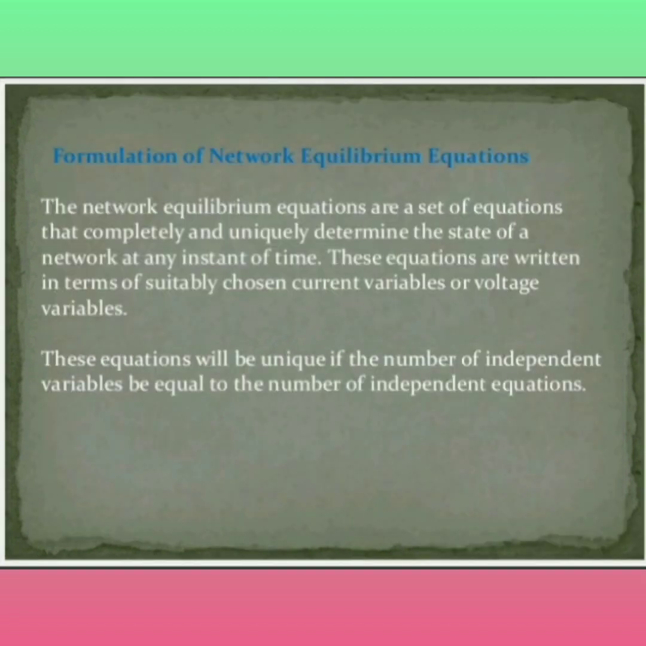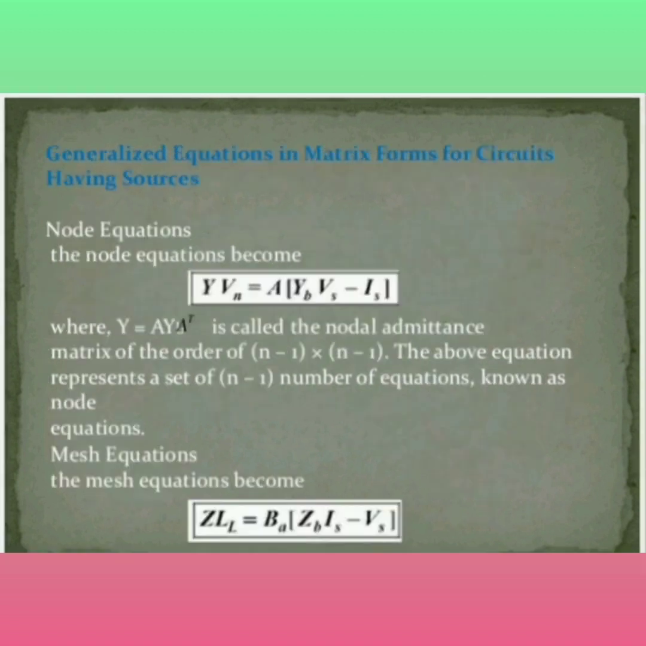Formulation of network equilibrium equations. The network equilibrium equations are the set of equations that completely and uniquely determine the state of the network at any instant of time. These equations are written in terms of suitably chosen current variables or voltage variables. These equations will be unique if the number of independent variables is equal to the number of independent equations. Generalized equations in matrix form for circuits having sources.